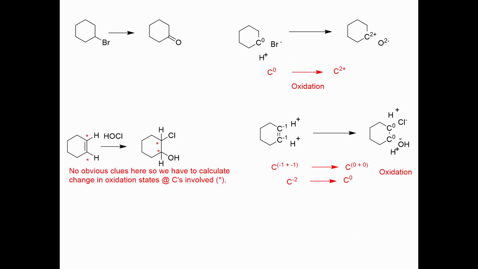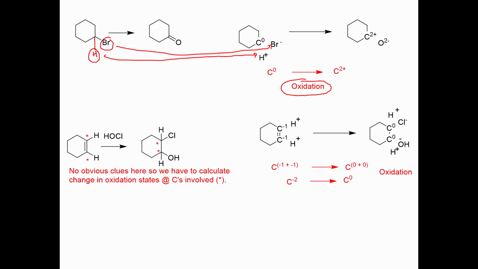Let's do the last 2. This one we've done before. The product is the same as it was in the previous one, but we need to change the reactants. So hydrogen, H+, bromine, Br-, plus, minus, equals 0. Therefore, the carbon isn't going to have a charge either. Carbon 0 goes to carbon +2. Therefore, we have an oxidation.